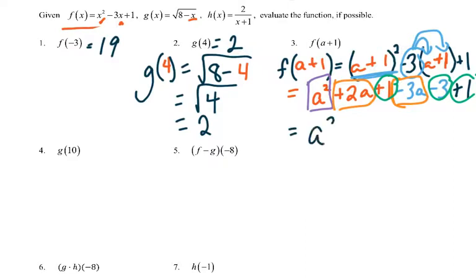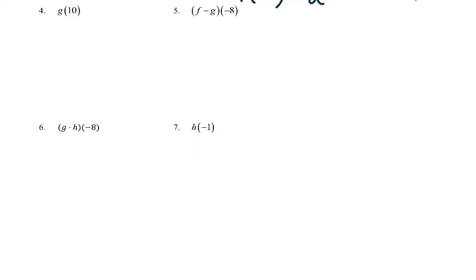So I'm going to combine each of my like terms. So a squared, and then 2a minus 3a gives me negative 1a, which I just read as minus a. The 1 is assumed. Then I have 1 minus 3 plus 1. So 1 minus 3 is negative 2. Negative 2 plus 1 is negative 1. And so f of a plus 1 is equal to a squared minus a minus 1. Our brains are getting warm, hopefully. Our next one we're going to do is g of 10.